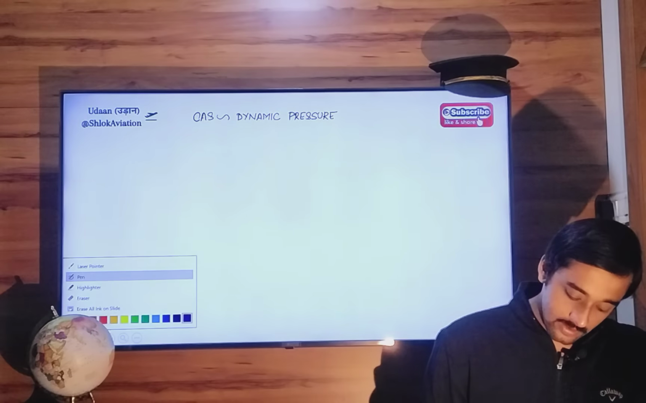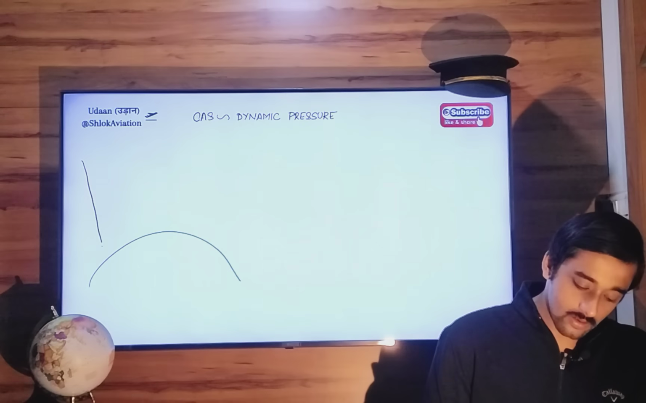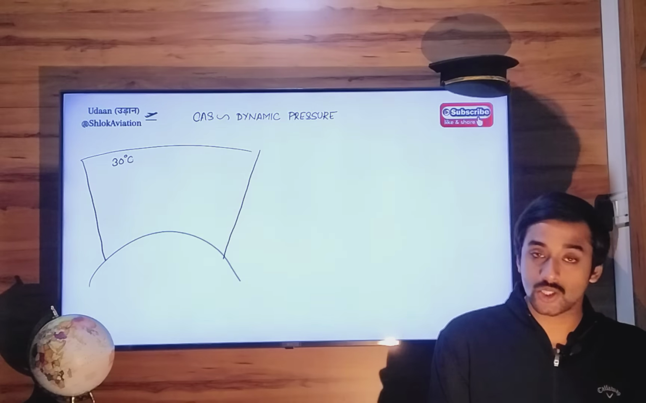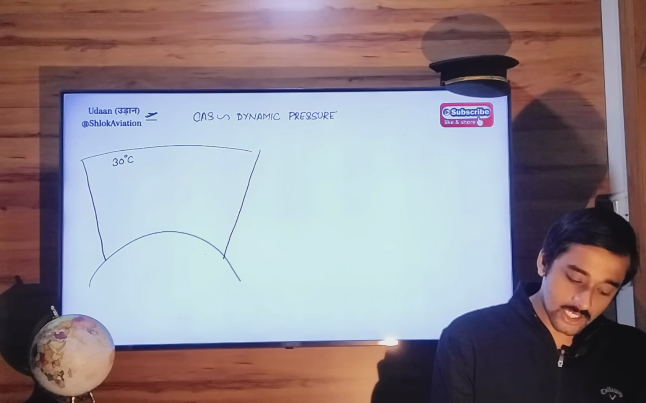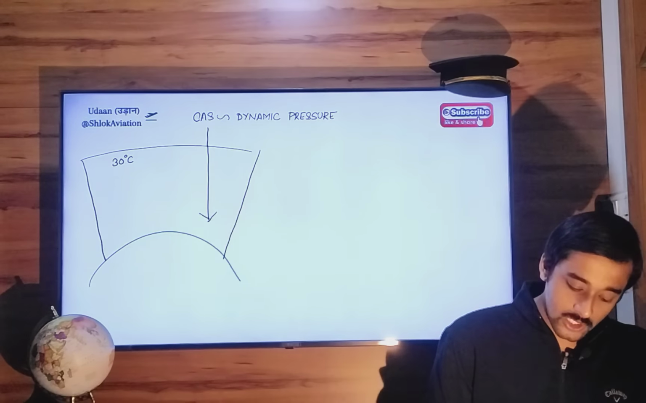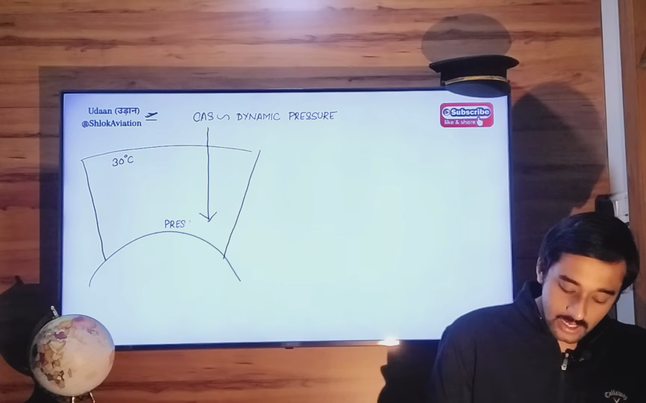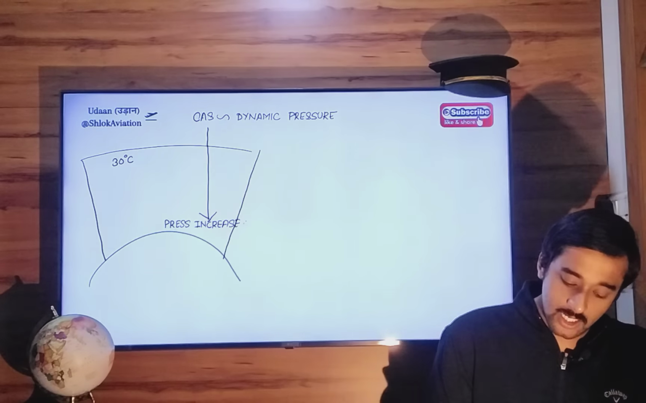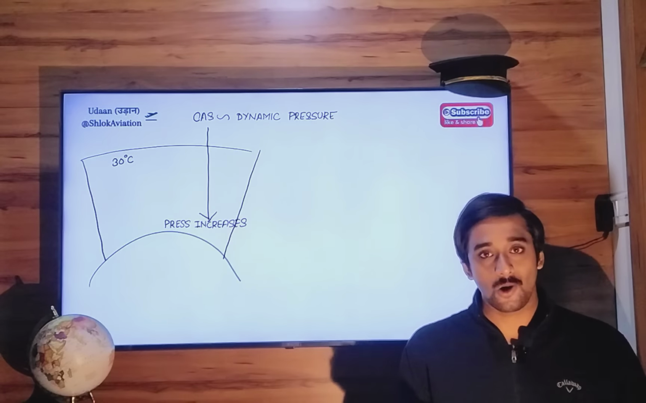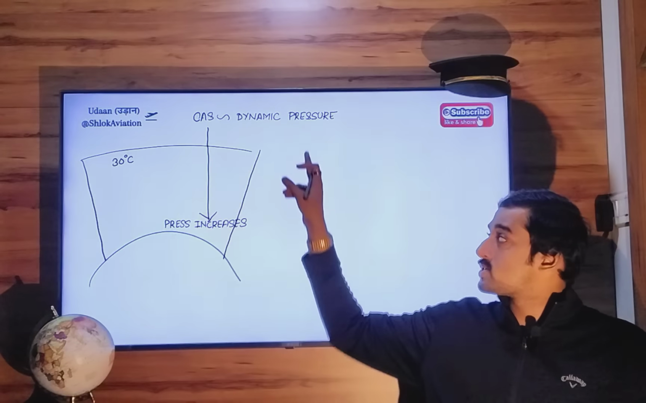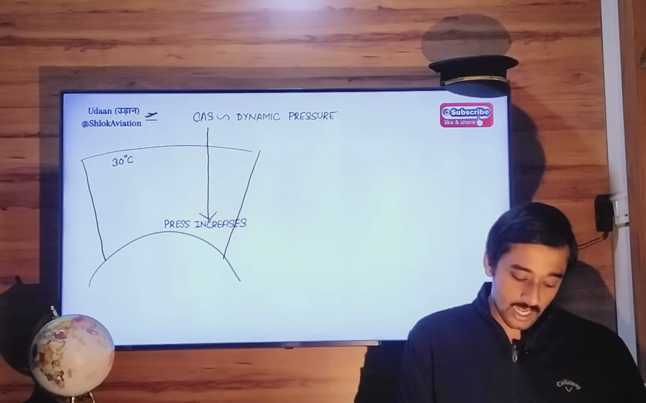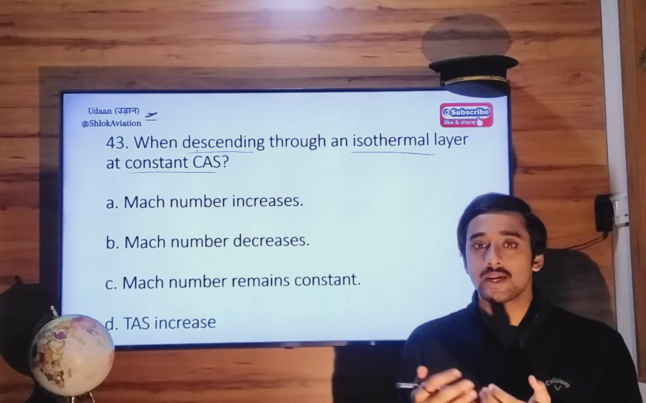Now, when you are descending to lower altitudes, let's say this is an isothermal layer in which temperature is 30 degrees Celsius throughout. Now, irrespective of temperatures, when you descend to lower altitudes, atmospheric pressure increases. If this atmospheric pressure increases, the pressure registered by your airspeed indicator, the dynamic pressure, will also increase. If dynamic pressure increases, calibrated airspeed indication will also increase. So when you are descending to lower altitudes, calibrated airspeed is normally expected to increase.